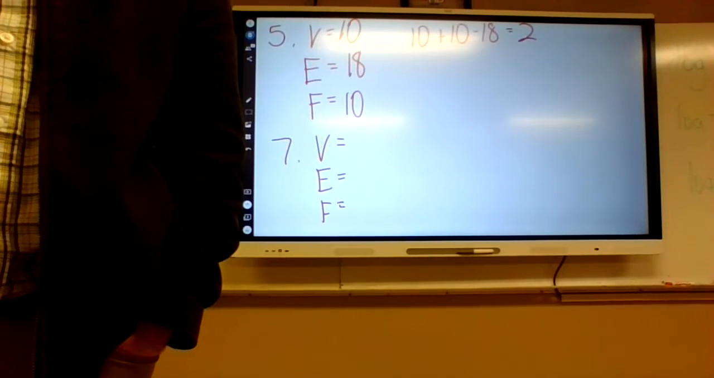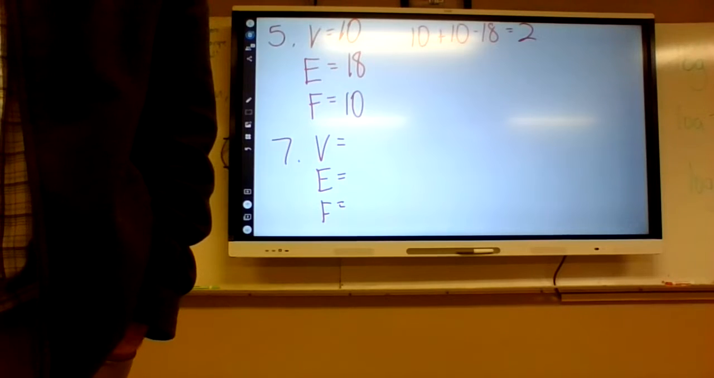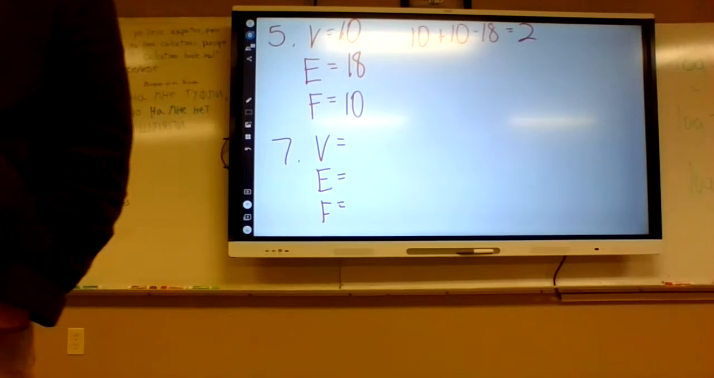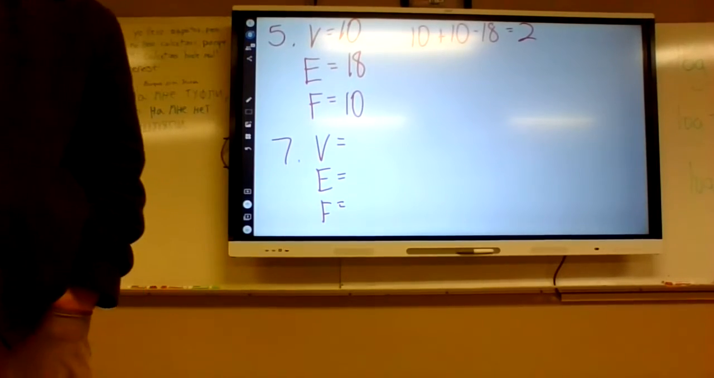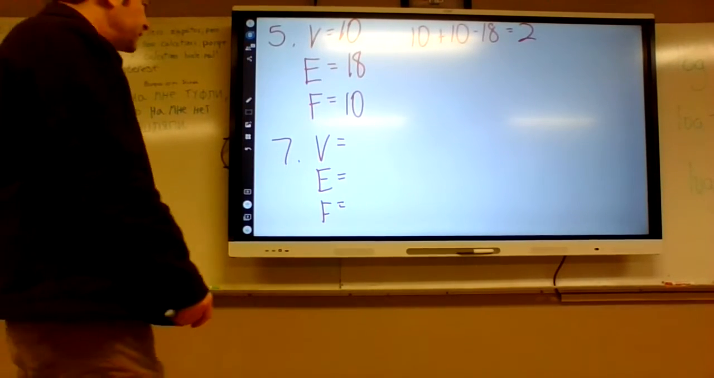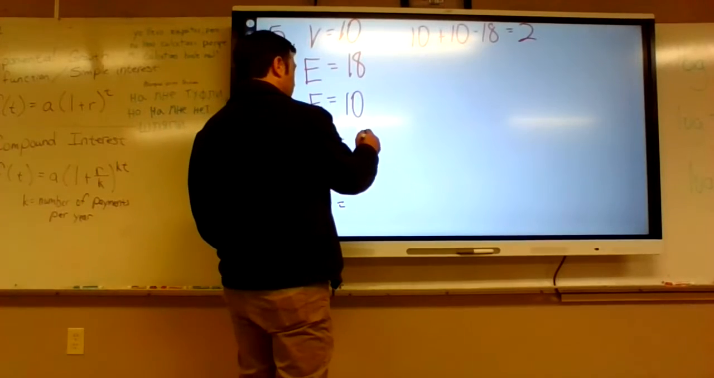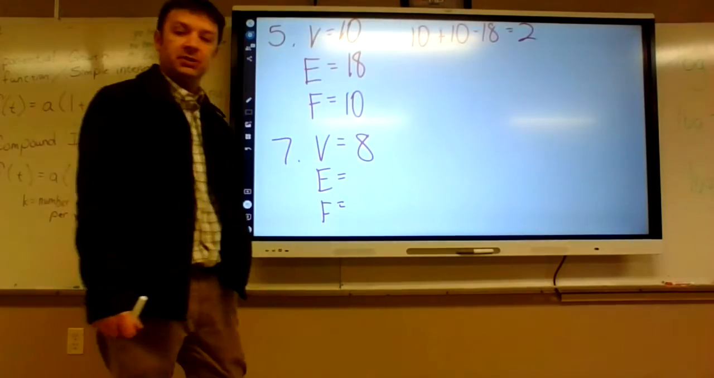Okay, lost my place. Number 7. So the vertices. How many vertices are on the top of that shape? 3. How many are on the bottom? 5. So altogether there were 8 vertices.